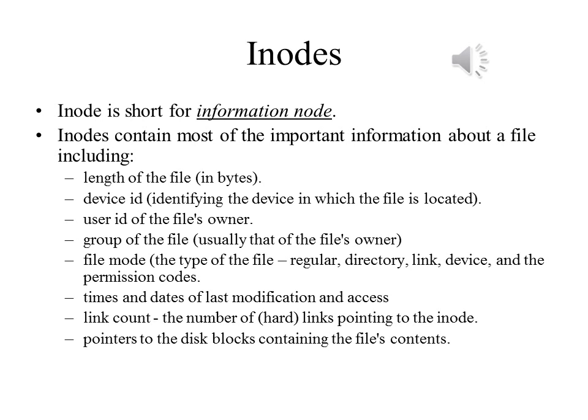at least as far as the file is concerned, the file mode, is it regular, a directory, a link, a device, and we'll talk more about those a little later, and the permission codes, time and dates of both last modification and last access, a count of the number of links pointing to this inode, and a pointer, in other words, the addresses of the blocks on the disk drive that contain the file's contents. Now, exactly what this means and how we use it is a little beyond the scope of this course.